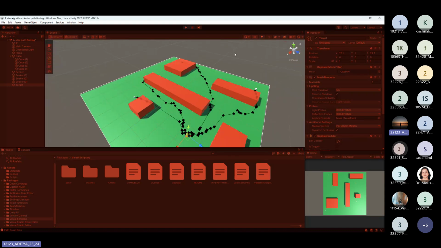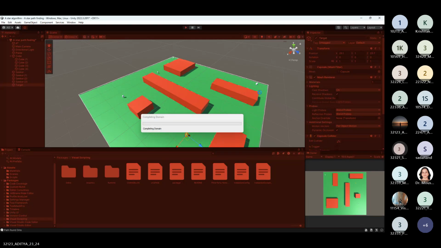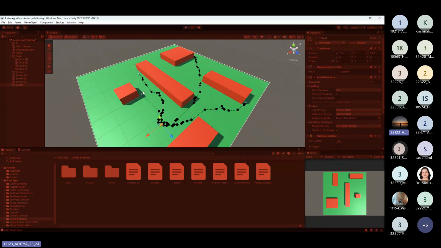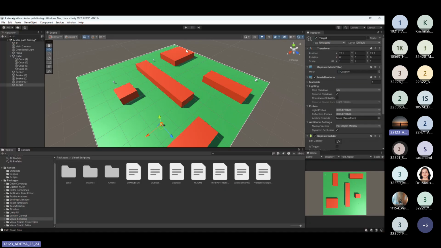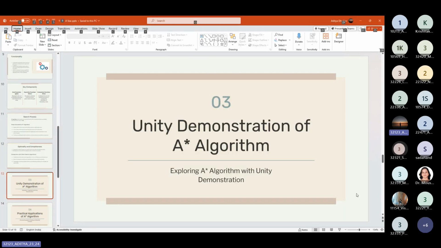So even if I have thousands of different enemies following the player, like in zombie games, for example, I don't need to save all the different paths the zombies can take. I only need to save the nodes where the zombies would take a turn and follow the straight path. So only these points are saved. If I run this here, you'll see that only the paths where the objects take a turn are saved and they find the path to the player. So these two are the demonstrations of the A-star algorithm in Unity. Now going ahead with our presentation.